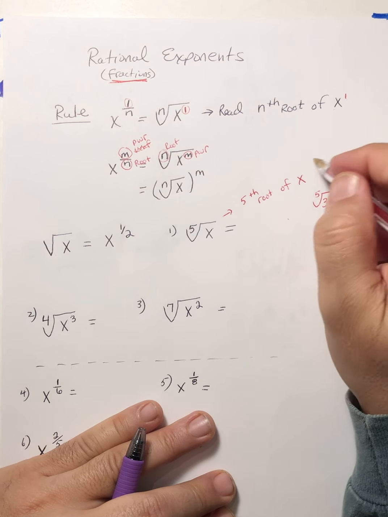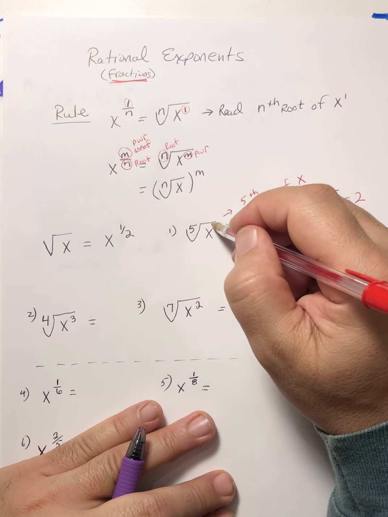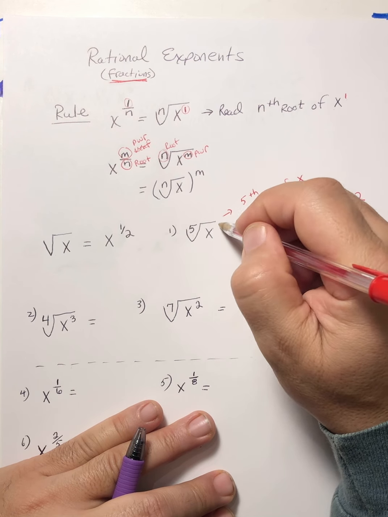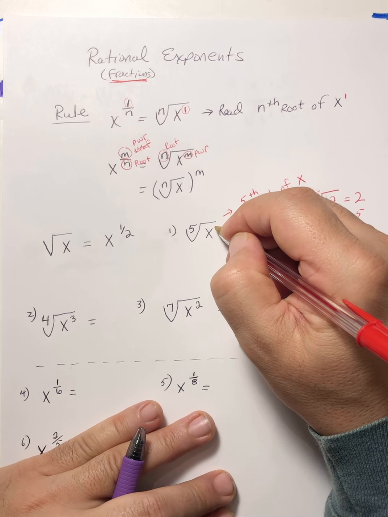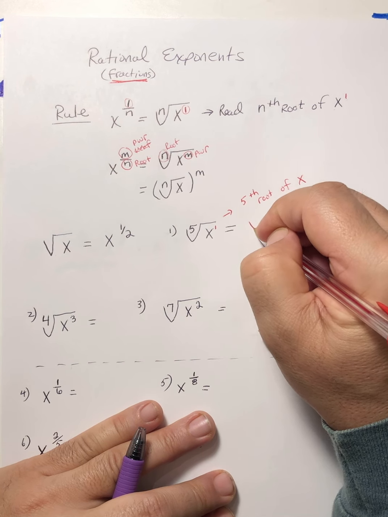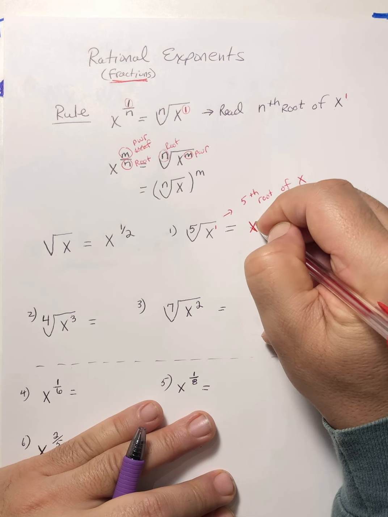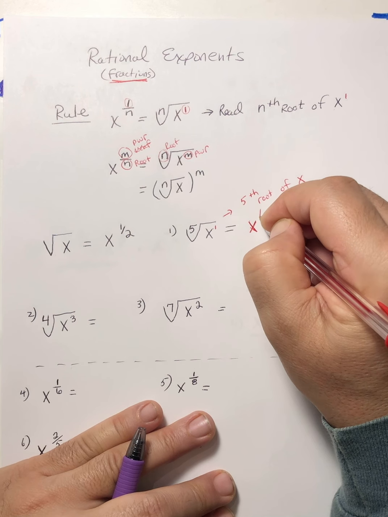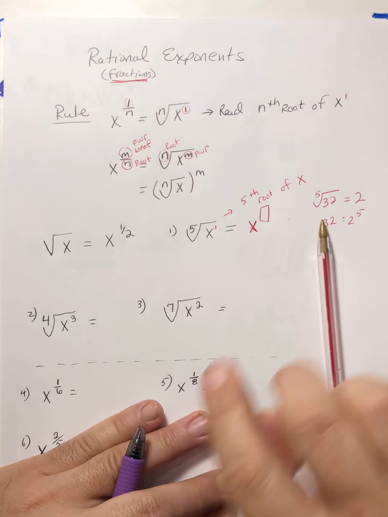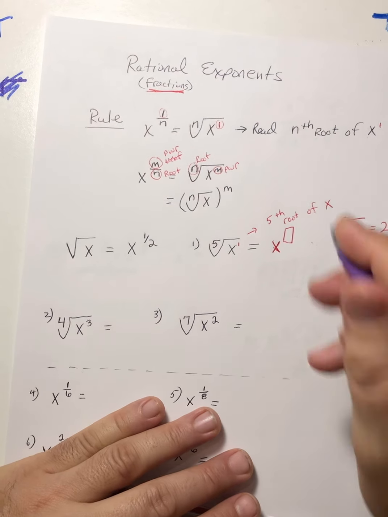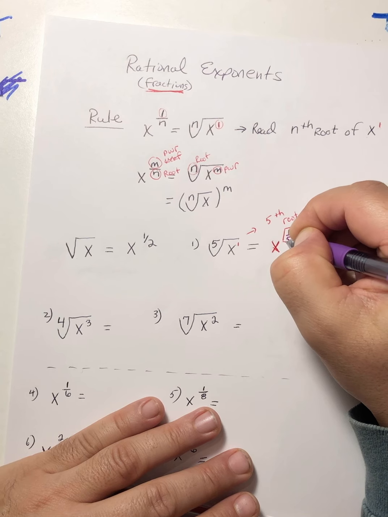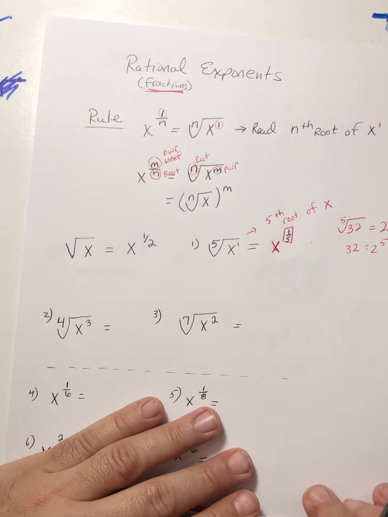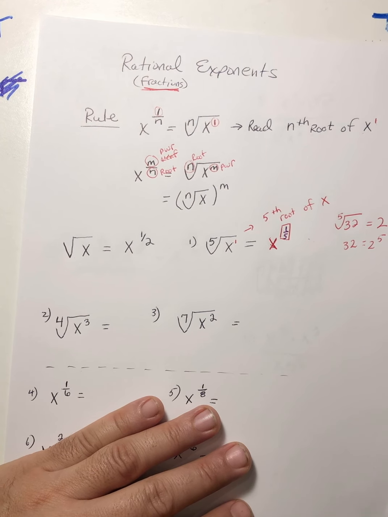Okay? So, how do I write this with a fractional exponent? Well, the power is 1. We don't need to see that. So that's x. And then the fraction is 1 over 5. So it's x to the 1/5 power. Okay.